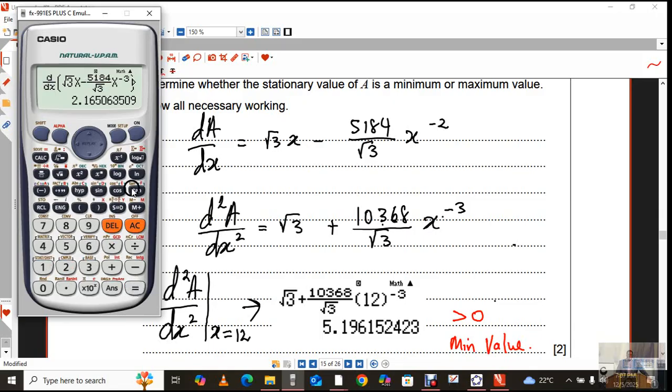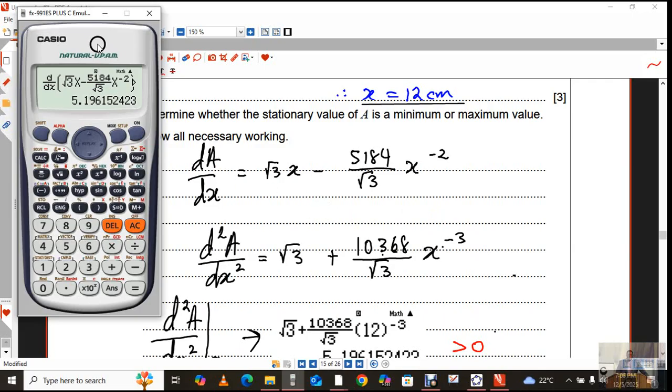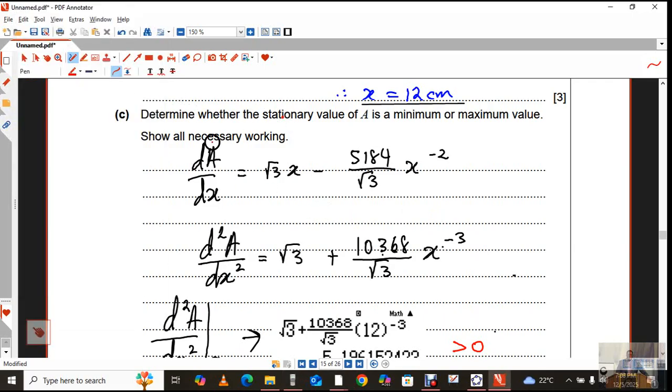Let's hit equal to. I think I made a mistake somewhere. Root 3 x minus 5184 over root 3. It should be -2 over there. So that should be -2. See how easy it is to make a mistake. Guess what? We got the same answer, 5196152423. Of course, this calculator might not be allowed in your exams because you need to show all of your working, because they have been very specific in the instructions. Show all necessary working.